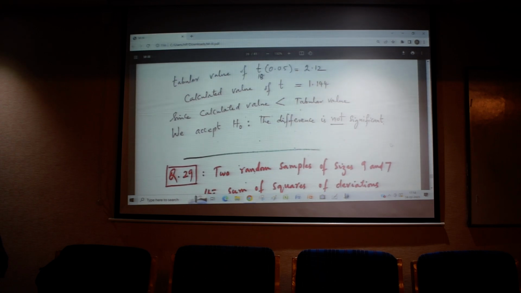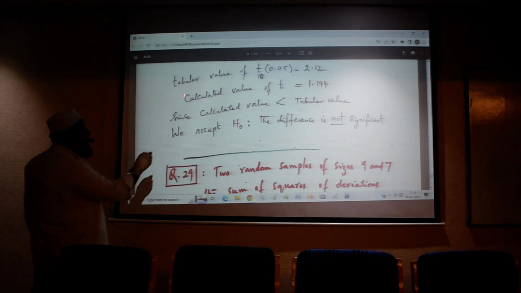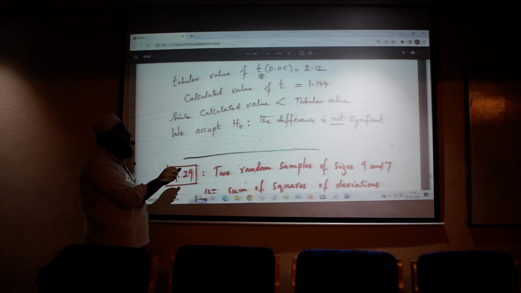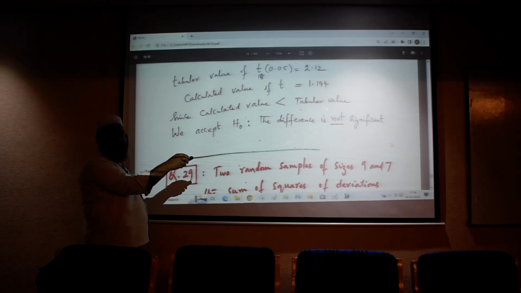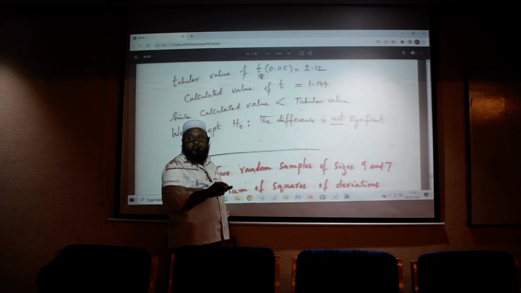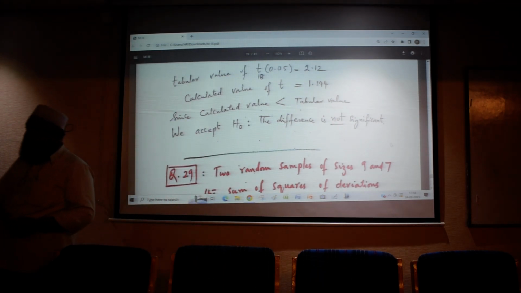I have not drawn the figure actually. Understood, no? What is the tabular value? Tabular value is 2.12. Calculated value is 1.14. Calculated value is less than tabular value. Therefore we accept H0. The difference is not significant. Understood this point?